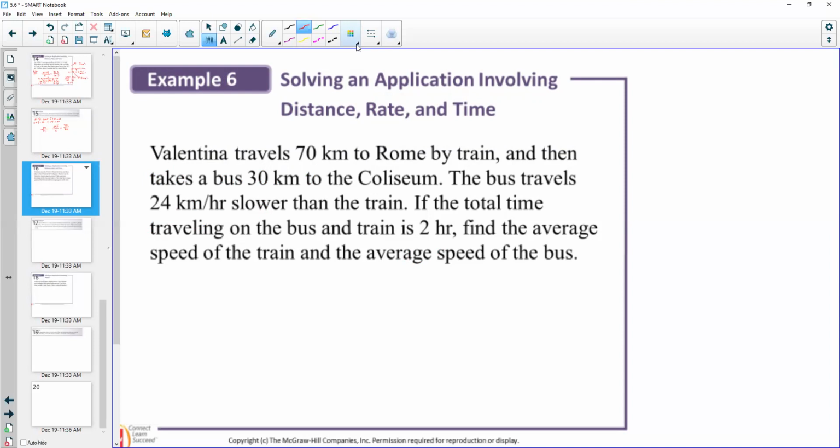Valentina goes 70 kilometers to Rome by train and then takes a bus 30 kilometers to the Colosseum. The bus goes 24 kilometers per hour slower than the train, of course. And the total time traveling altogether is 2 hours. What is the average speed of each?